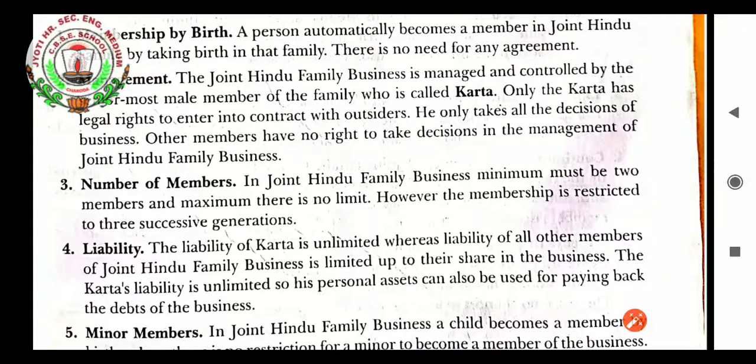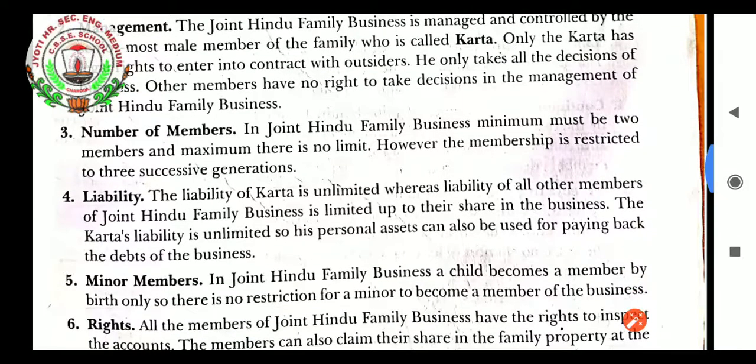Number of members. In joint Hindu family business, minimum 2 members and maximum there is no limit. However, the membership is restricted to 3 successive generations. Liability. The liability of the Karta is unlimited, whereas the liability of all other members of the joint Hindu family business is limited up to their share in the business. The Karta's personal assets can also be used for paying back the debts of the business. So unlimited liability is there, but it is of only the Karta, not of the other members of the family.